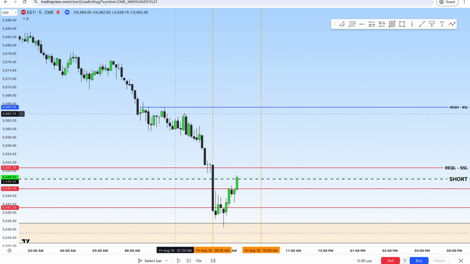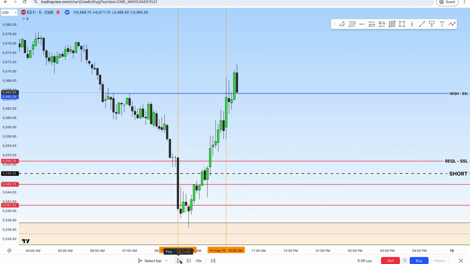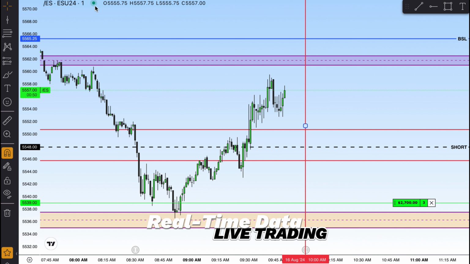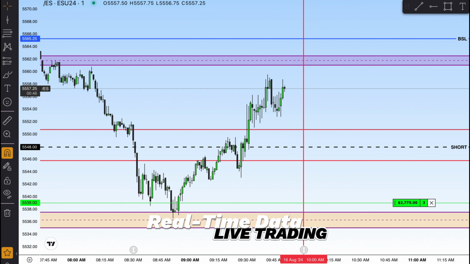Because I was in this trade. I played the move all the way down to here. Got out. Reversed my position. And boom. So that's my breakdown, and that's the analysis. That's how I came about drawing my levels.